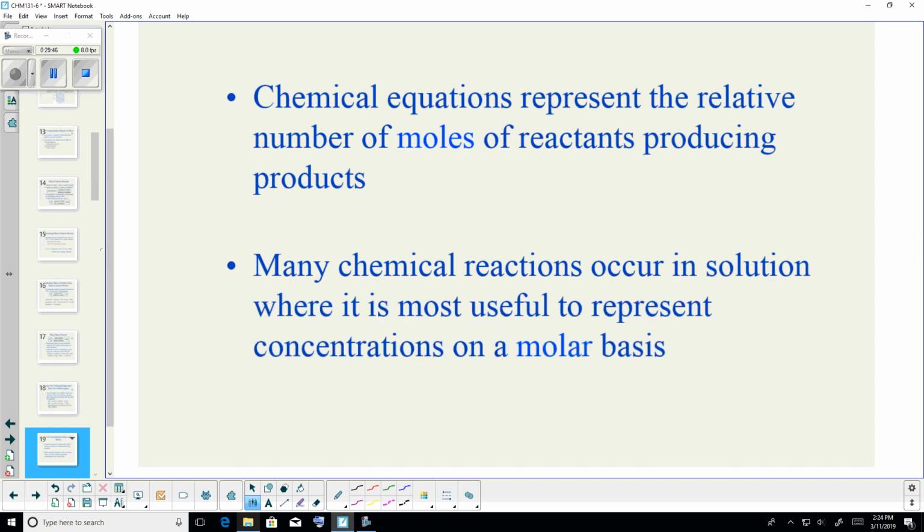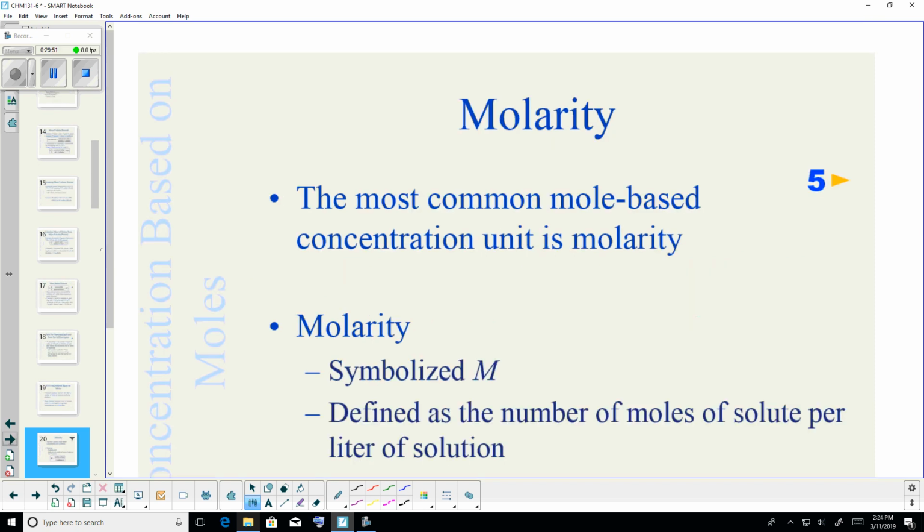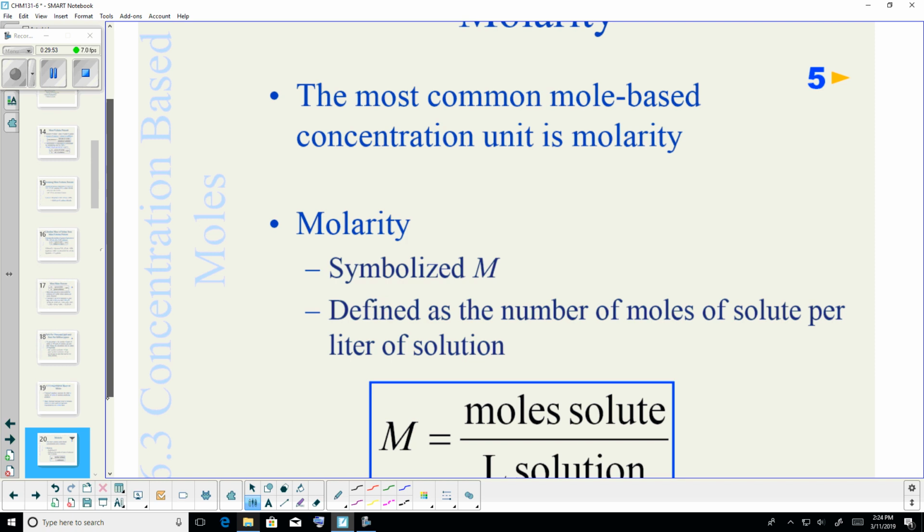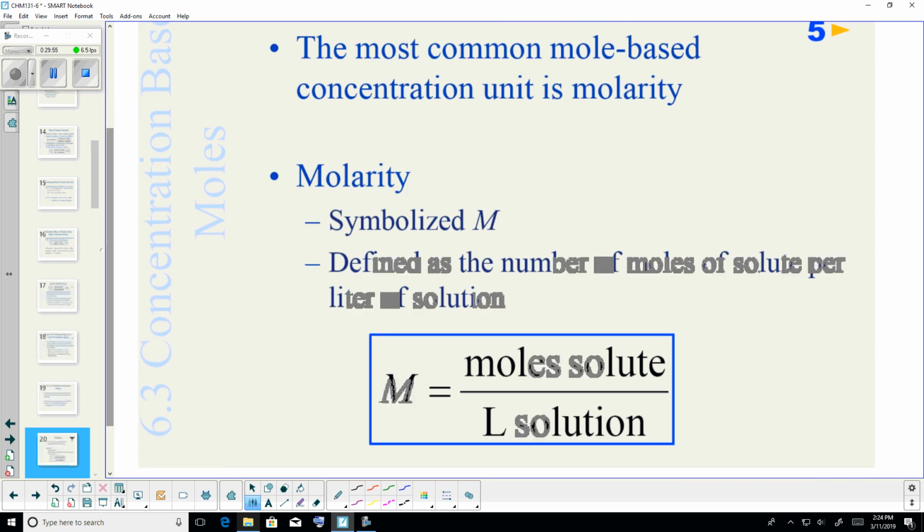So we're going to identify a new term here. Molarity. It's this italicized capital M. It's the moles of solute per liter of solution. So chemists use this quite a bit.